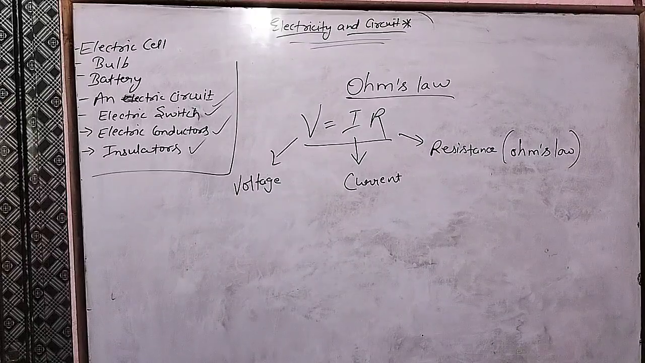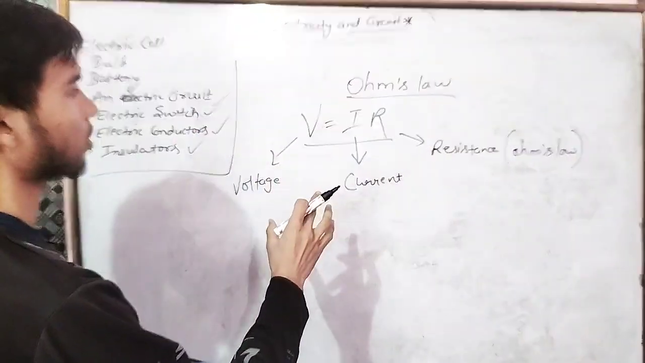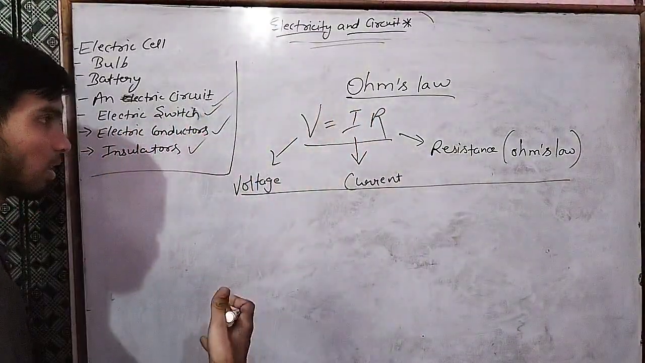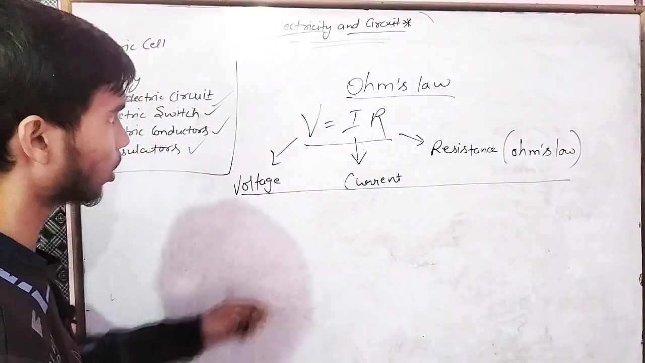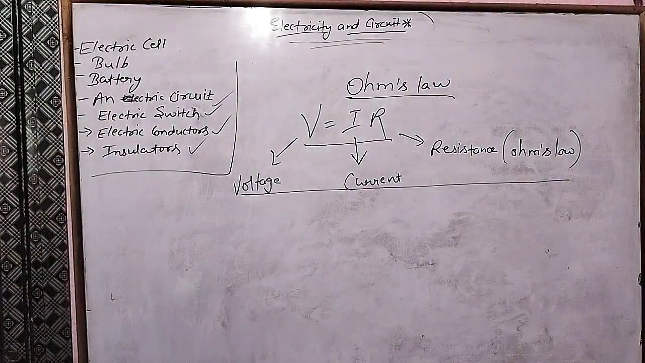Electrical power and energy. So that was all regarding Ohm's law. Clear? With a numerical, we will use this formula. So we are moving to the next topic: electrical power and energy. Let's understand about power: the rate at which electric energy is consumed or produced, measured in watts.